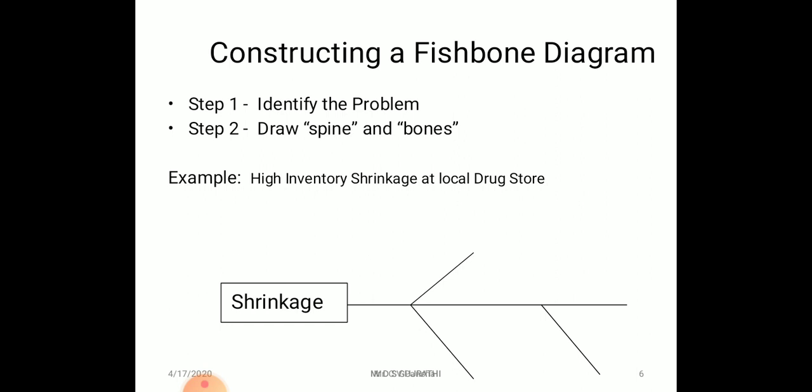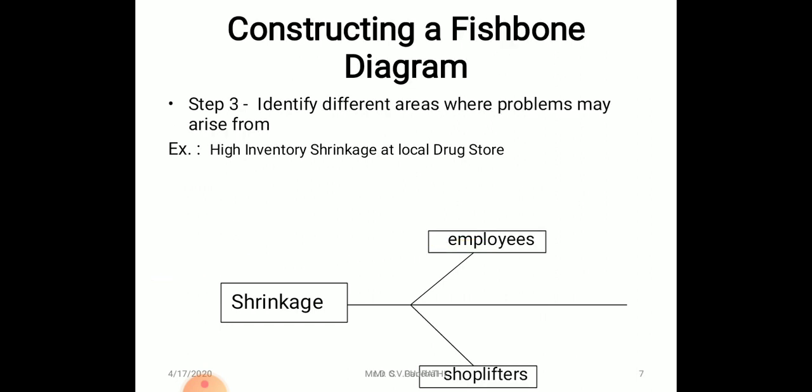So that we have to write in a square, and that will become the head of the fishbone diagram. And after that, the second step is to draw spines and bones. Likewise, spines and bones should be drawn. Then the third step is to identify different areas where the problem may arise from. Now we know that there is a shrinkage. Now we have to think over the problem and find out the causes, what may be the reasons for this problem. There may be broad reasons, maybe employees or maybe shoplifters. And when we think in industry, the 4 M's can be used, that these problems may be from man, machine, material and method. So this is an example of a medical store.